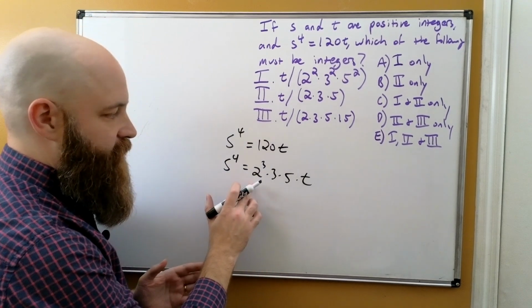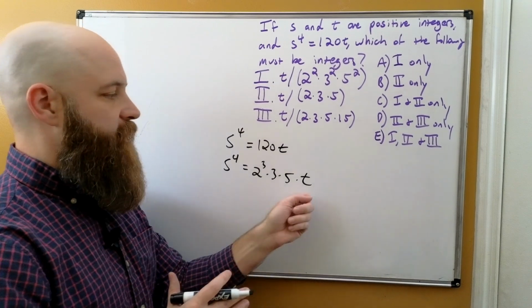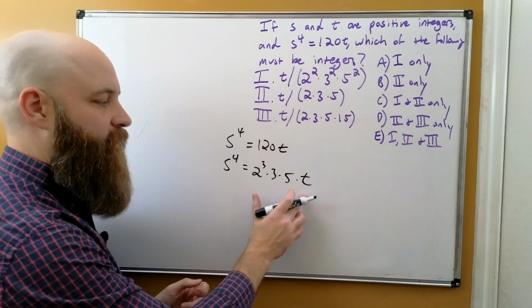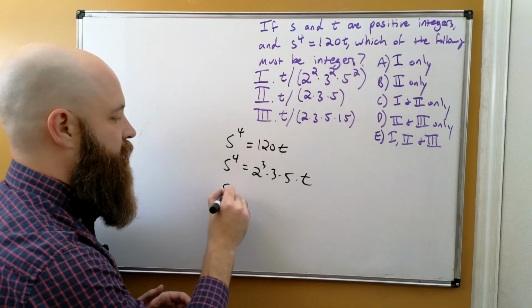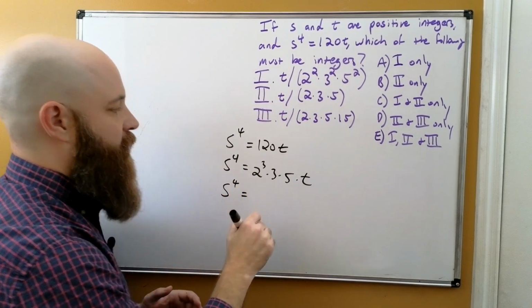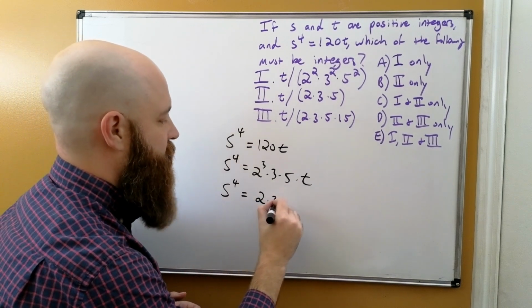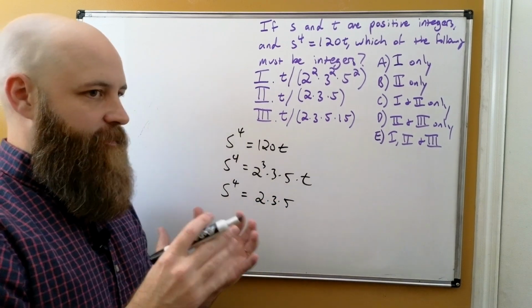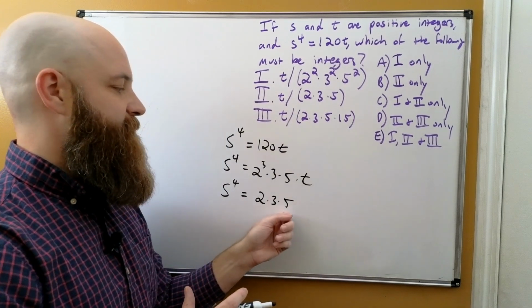Okay, so now I notice 2 cubed times 3 times 5 is not an integer raised to the fourth power. So t is going to have some value so that when I multiply it by this, I'm going to get an integer raised to the fourth power. So what do I know about s to the fourth? Well, it has to have a 2, a 3, and a 5 in it based on that expression. So now I'm asking myself, what's the smallest possible integer raised to the fourth power that has a 2, a 3, and a 5 in it?